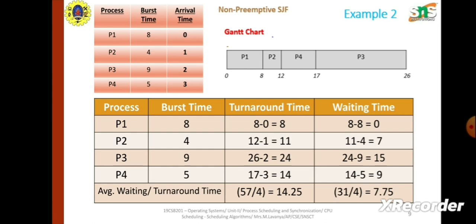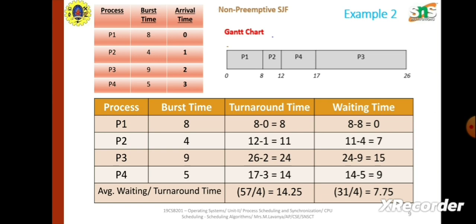Then comparing all those P2, P3, P4, P2 has the minimum burst time. So P2 will be allocated. The starting time of P2 is 8 milliseconds plus its burst time 4 equals 12, which is the completion time of process P2. After that, the processes P3 and P4 will be compared. In that, the process P3 has a burst time of 9 milliseconds and P4 has a burst time of 5 milliseconds. In this, P4 has the smallest burst time, so P4 will get allocated for its execution.